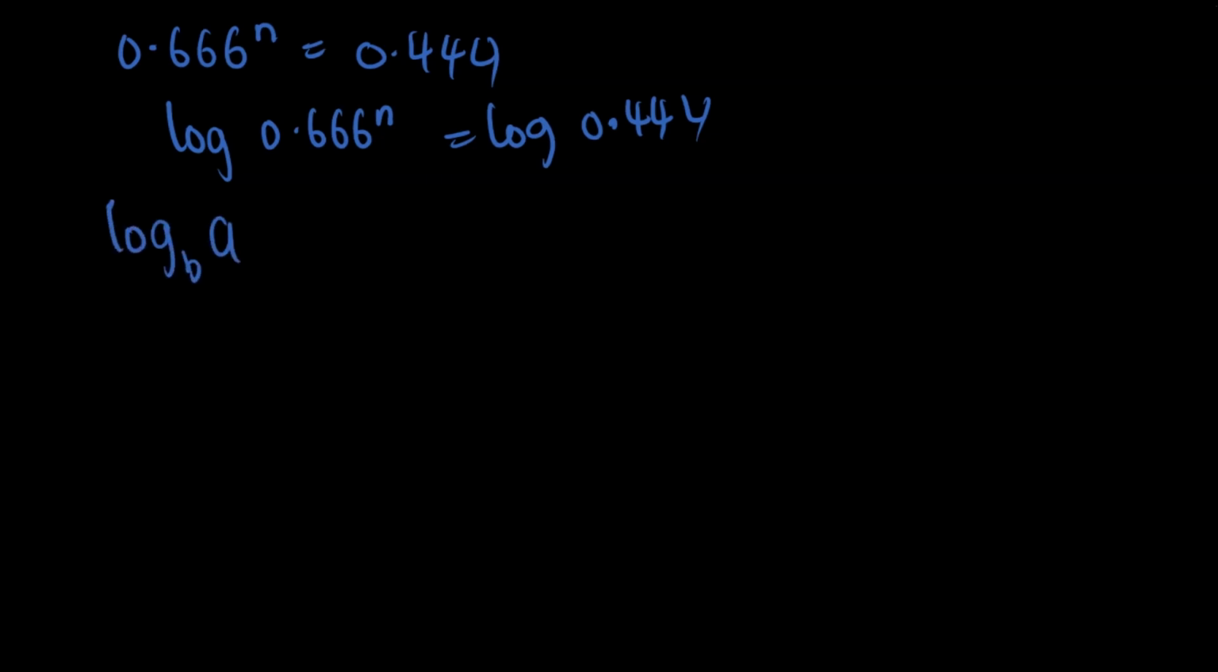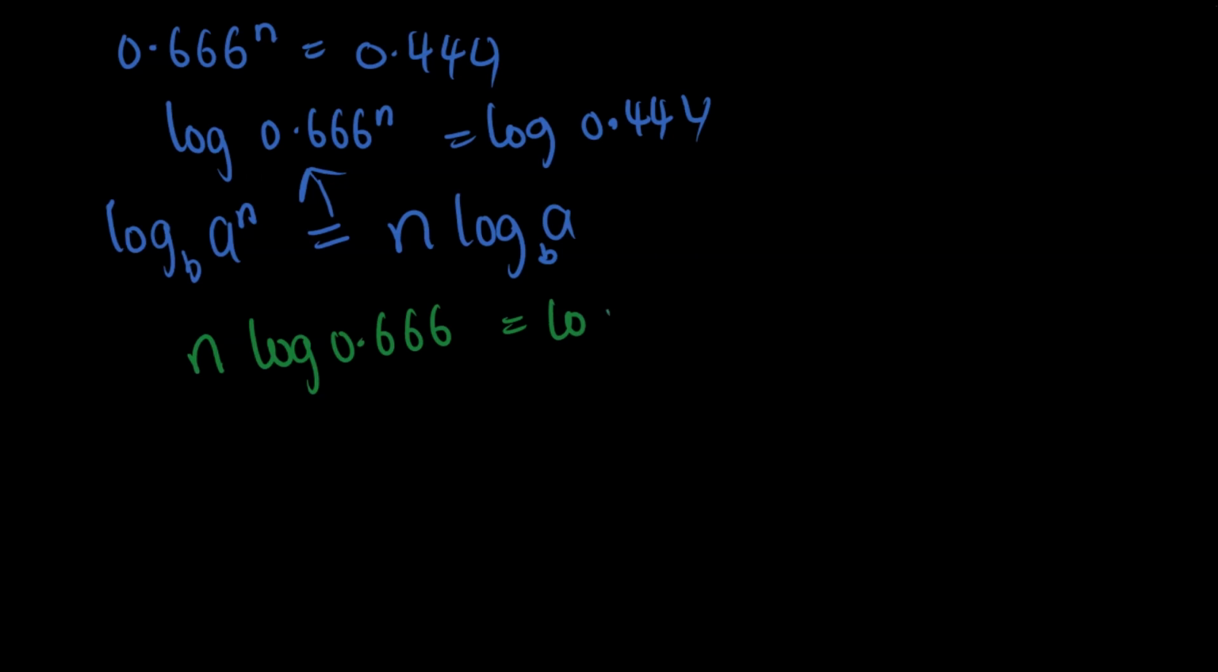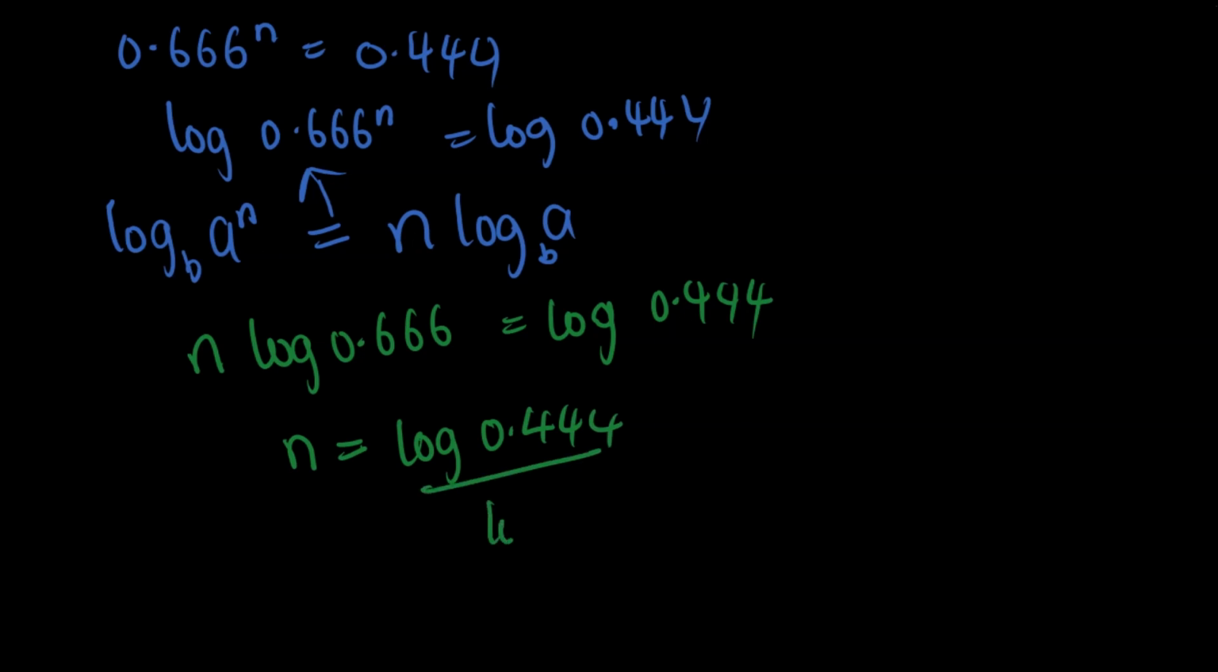Now, according to the laws of logarithm, if we have log to the base b of a raised to the power of n, it's equal to n log of a to the base b. Applying that here, we would have that m log of 0.666 equals log of 0.444. It means that m is equal to the log of 0.444 divided by the log of 0.666. Now this would give us an answer that is approximately equal to 2.